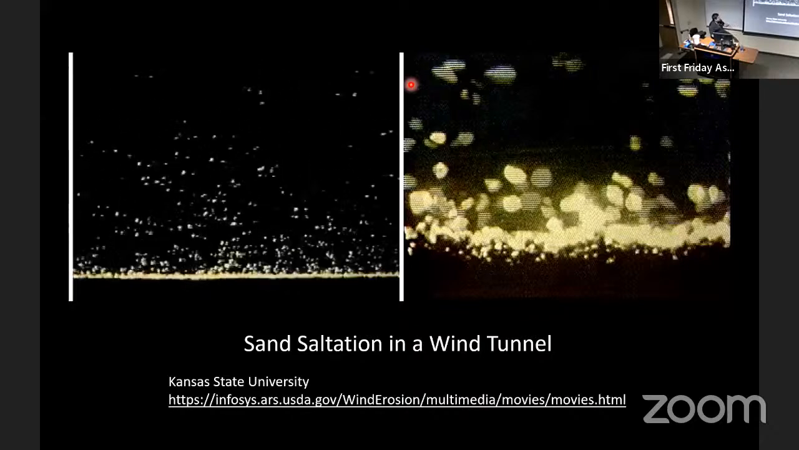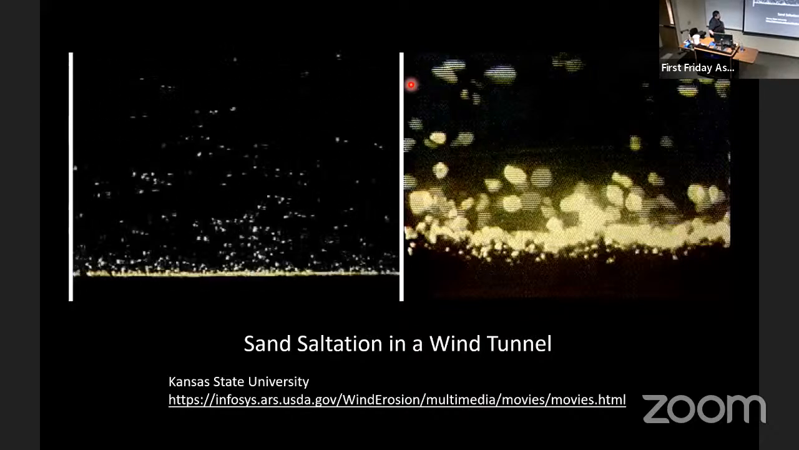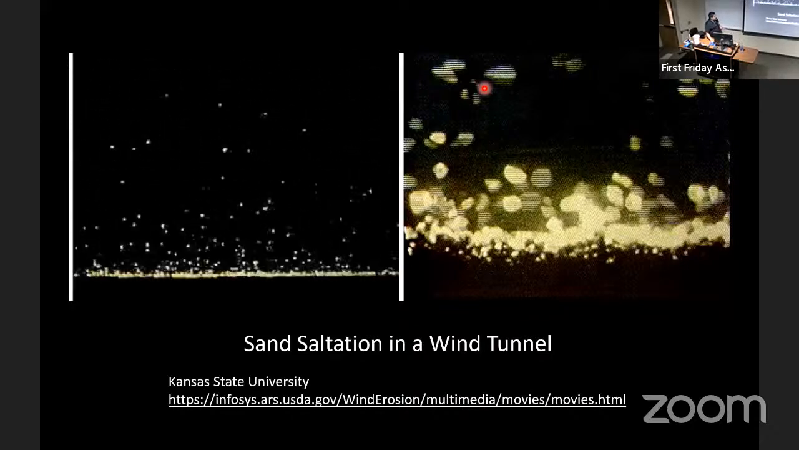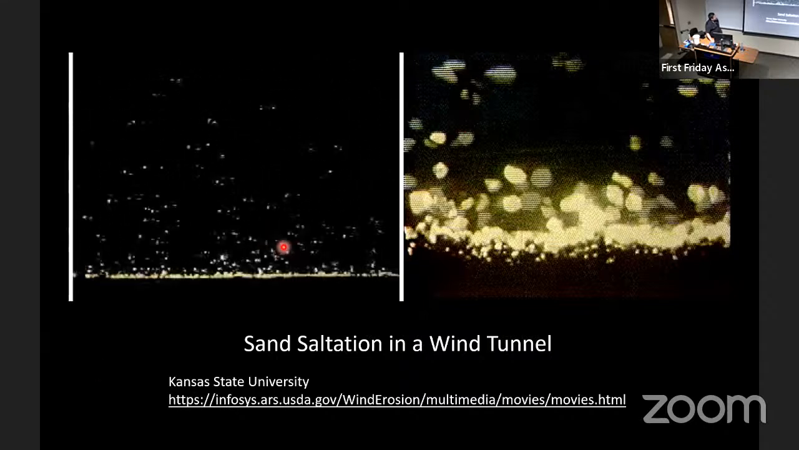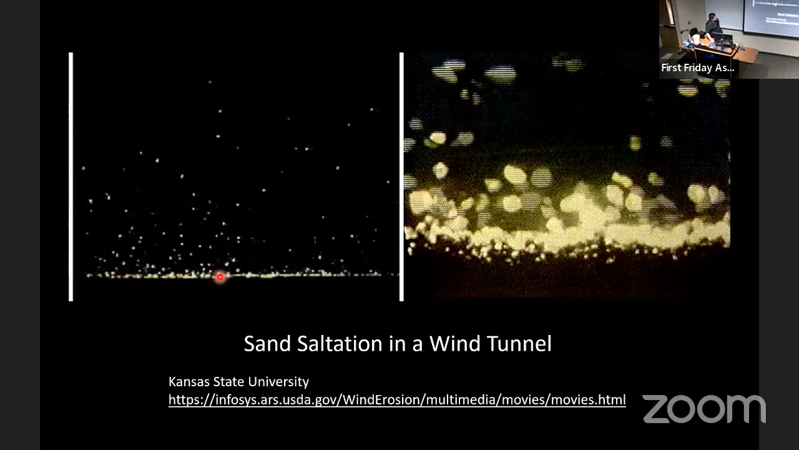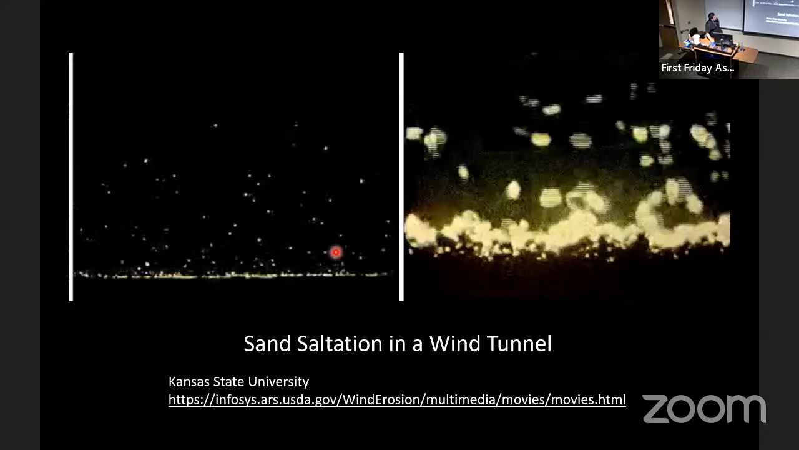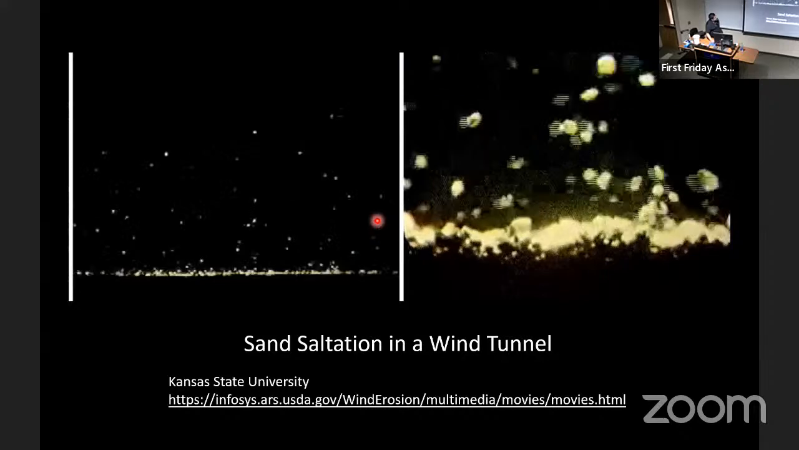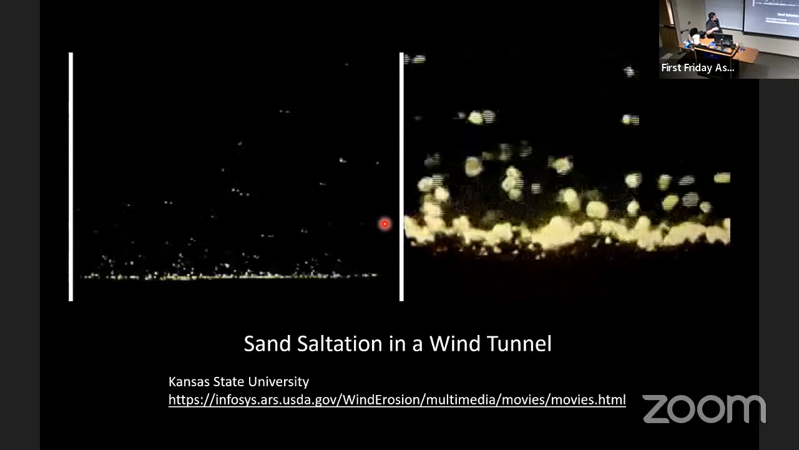So these are two videos. The second one will start in a second, from a wind tunnel at Kansas State University. And this is the zoomed out version. The one on the right is a zoomed in view of the image on the left. And so what we're seeing in the image on the left is the wind is blowing from right to left.